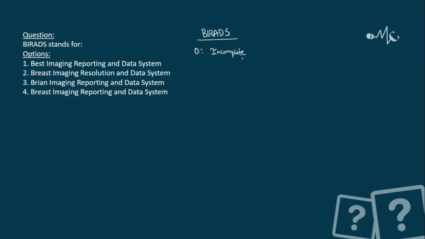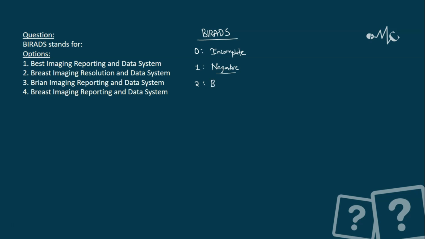BIRADS 0 means it's an incomplete investigation. You are unable to make out anything out of the imaging, right? You may require a follow-up investigation again. Okay, so this is BIRADS 0. BIRADS 1 is negative or normal.